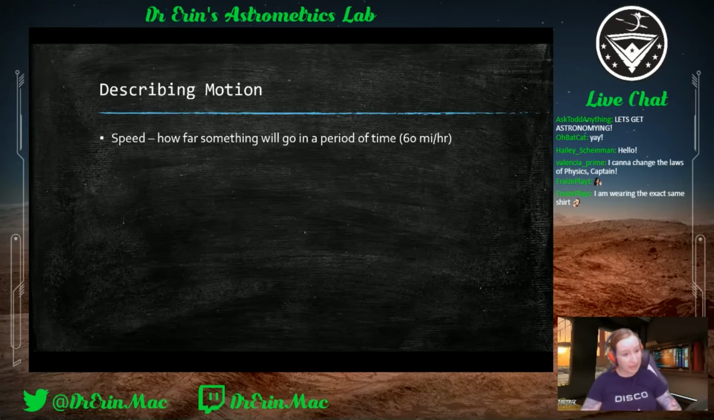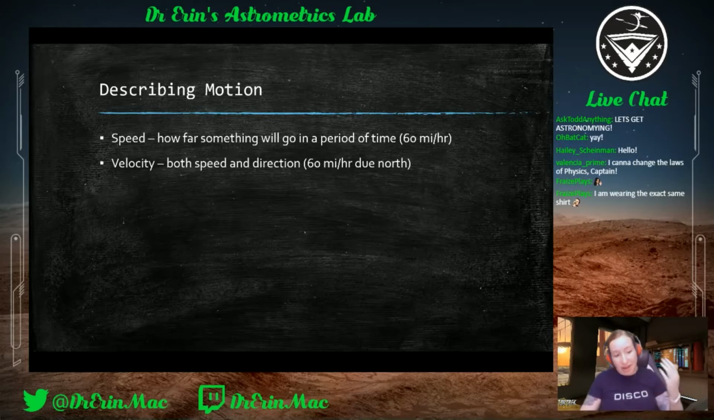So speed. Speed is just saying how far something will go in a period of time, for example, 60 miles per hour. We don't say velocity that often in our everyday life, but that's really just saying how fast you're going and in what direction. So saying I'm going 60 miles an hour due north would be something's velocity. That's really important, and that's usually what physics deals with more.